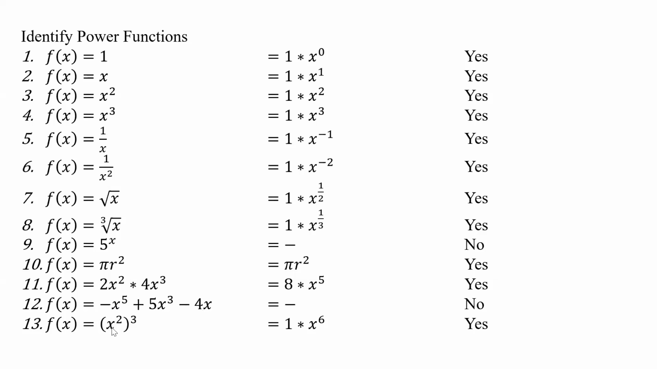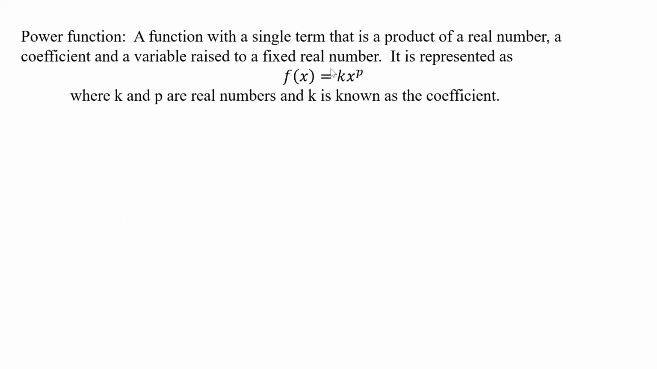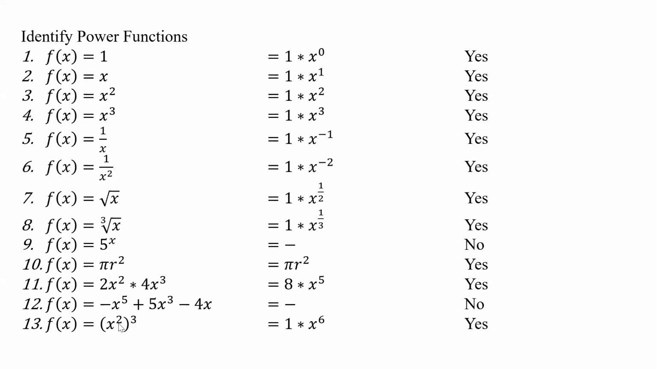And then our last one, we have x squared raised to the power of 3. And again, in this format, it's not a power function as we see it, with the kx to the p. And so if we go ahead and take 2 and raise it to the power of 3, that becomes x to the 6th, and we have a 1 still, and so that then is a power function. So sometimes the format they give it to you in is not the format in which you can see if it's a power function or not.